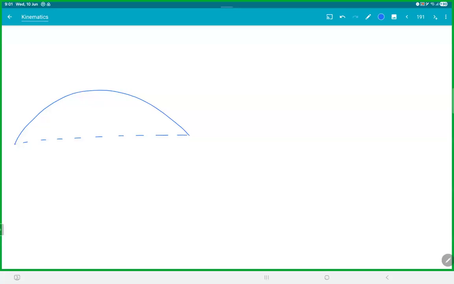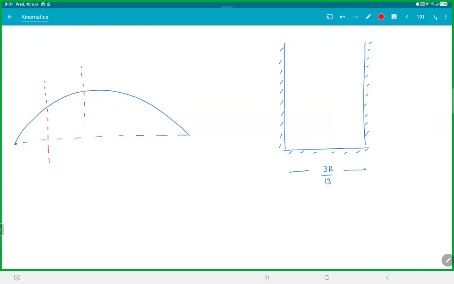right? Now, what I'm suggesting you to do, because there are two walls and the distance is 3R by 13, is take this parabola and cut it into pieces of 3R by 13. So let's cut it. This was 0. Cut it into one piece here, 3R by 13, 3R by 13, 3R by 13. And the last piece will be R by 13.